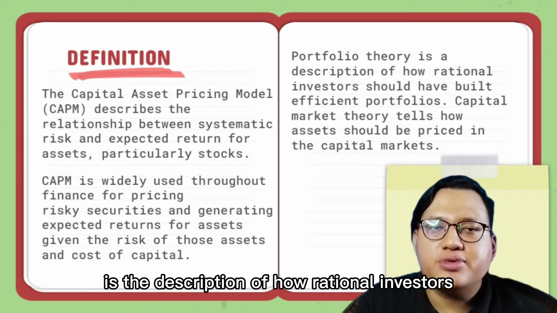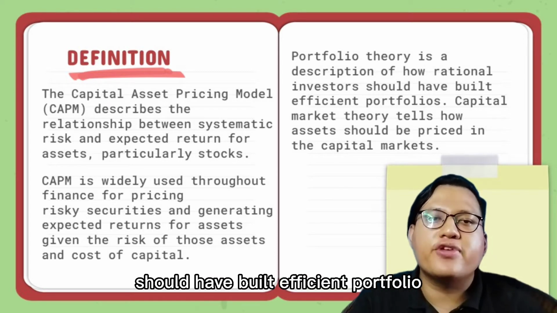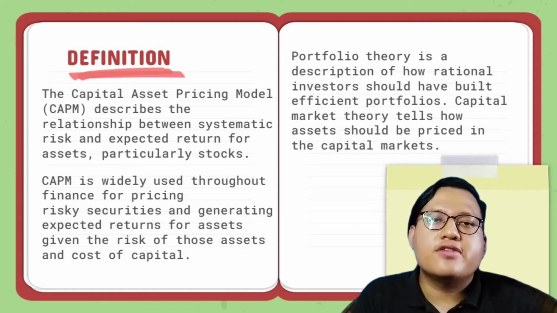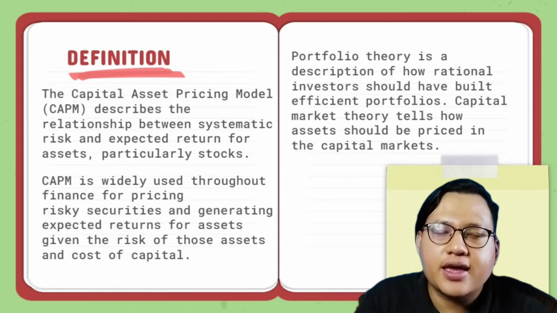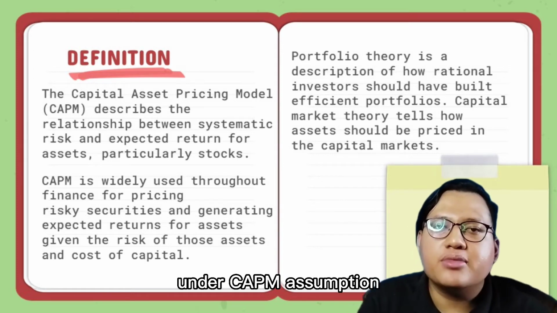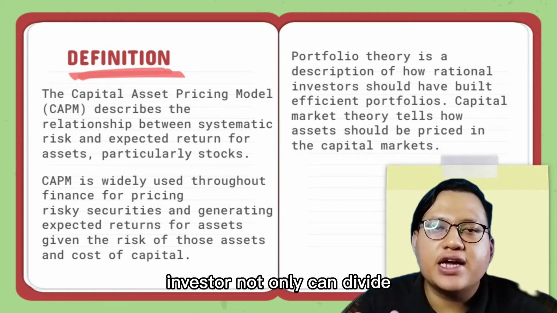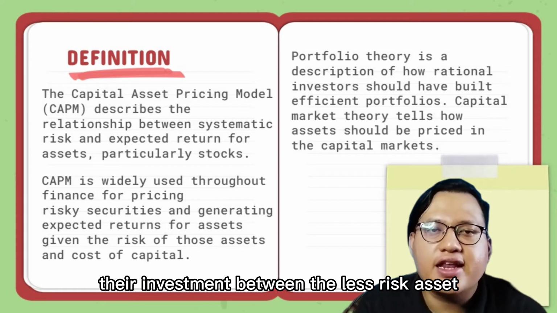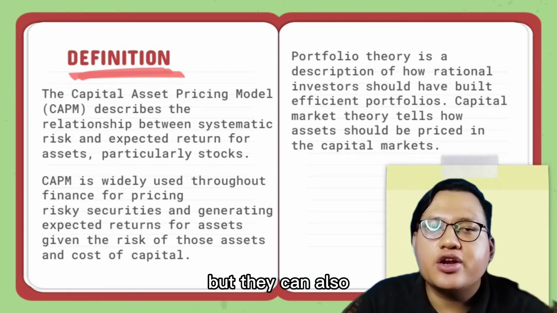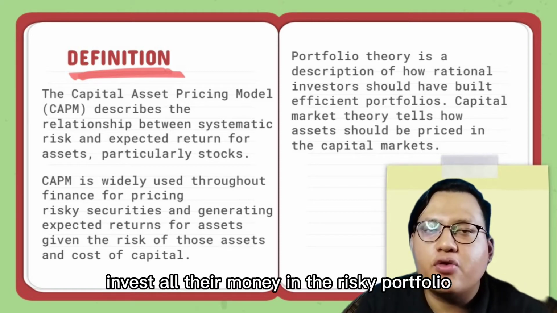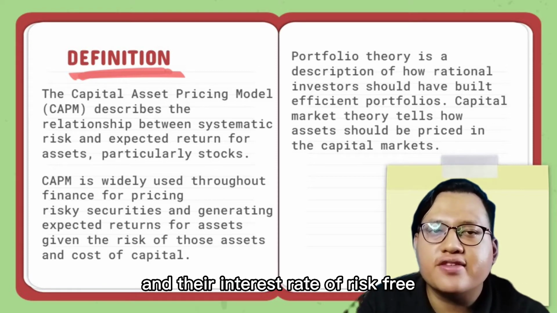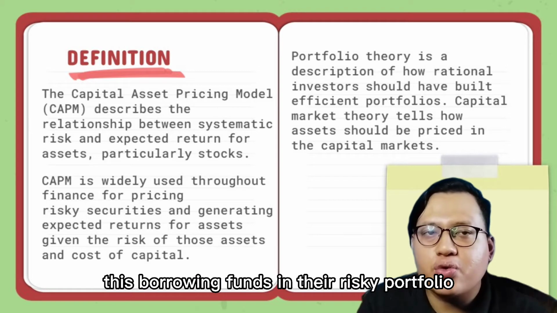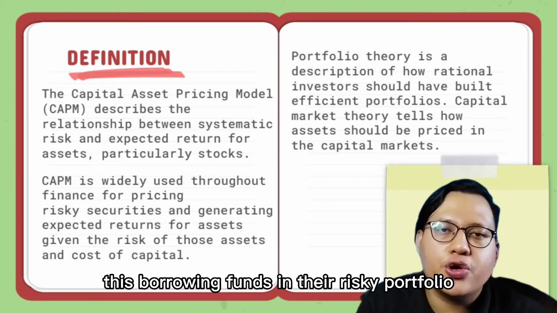Portfolio theory is a description of how rational investors should build an efficient portfolio. Capital market theory tells how assets should be priced in the capital market. Under CAPM assumptions, investors not only can divide their investment between the less risky asset and some risky asset, but they can also invest all their money in the risky portfolio and borrow additional funds at the risk-free interest rate and invest these borrowed funds in the risky portfolio.